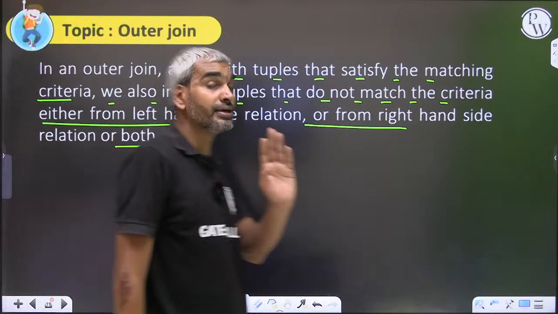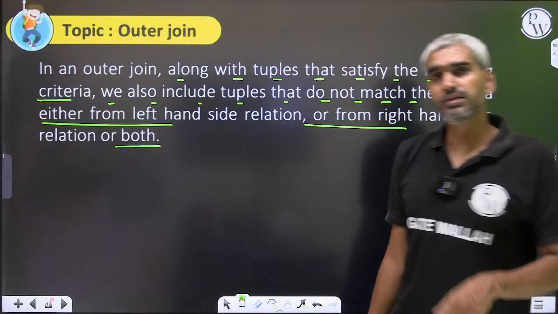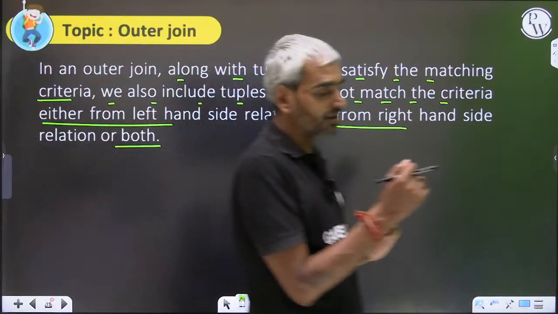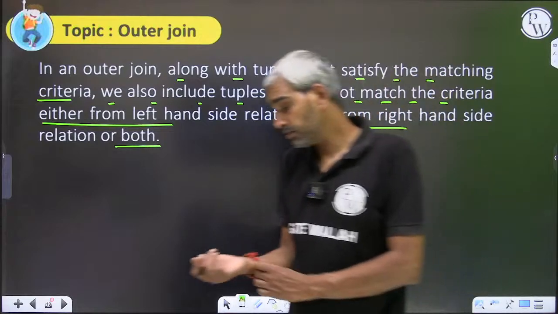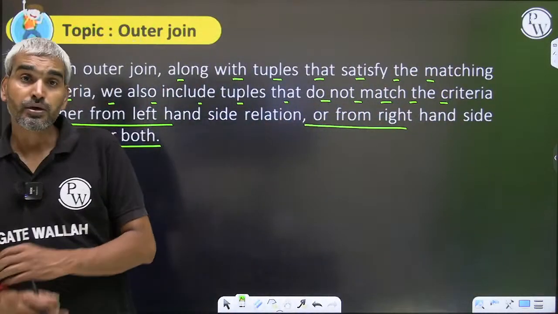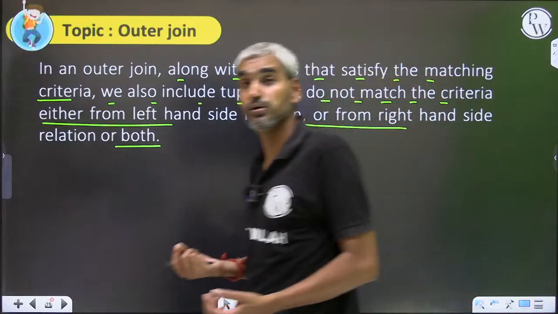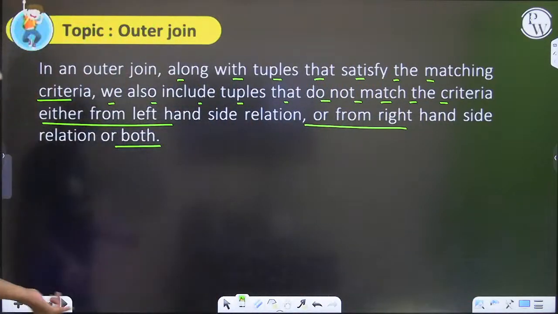If you include the tuples from the left side relation, it will be called left outer join. If you add the tuples from the right side relation, it will be called right outer join. If you include the tuples from both the left as well as the right side relation, it will be called full outer join. Clear?